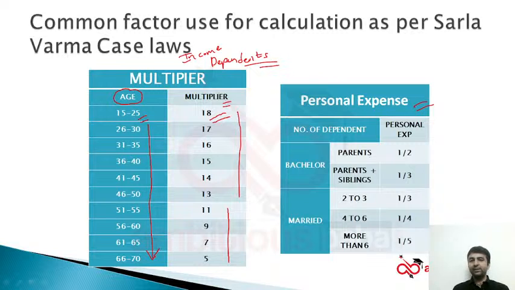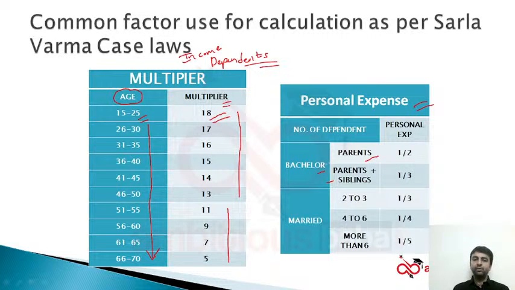So the court says if a person is a bachelor and is survived by parents only, then we assume that half of the income he is spending on himself and the remaining half he is spending on parents. And if a person is survived by parents and siblings, court says 1/3 of the expense will be treated as personal expense and the remaining 2/3 will be treated as the expense of parents and siblings.